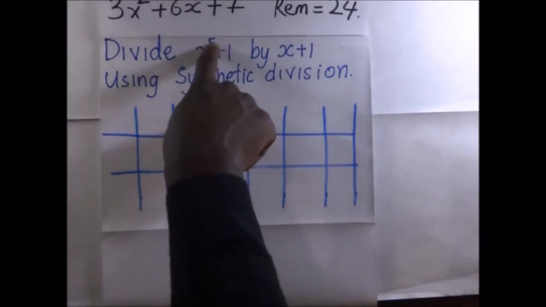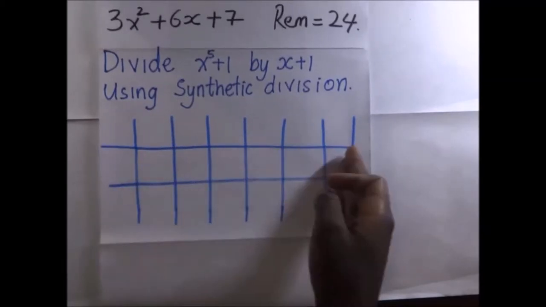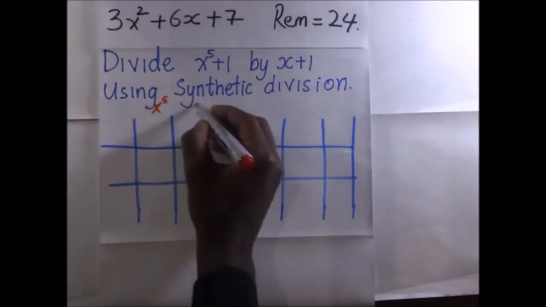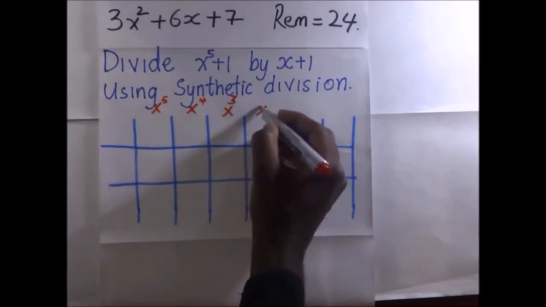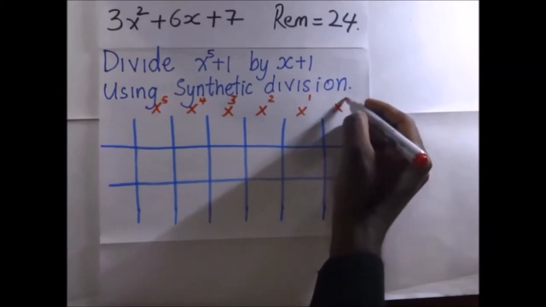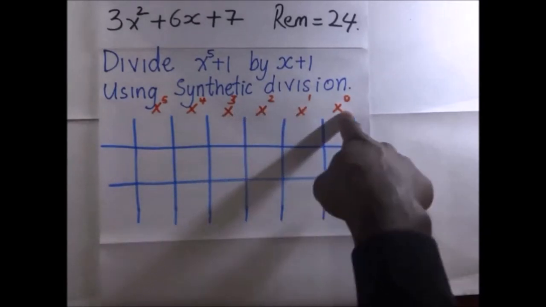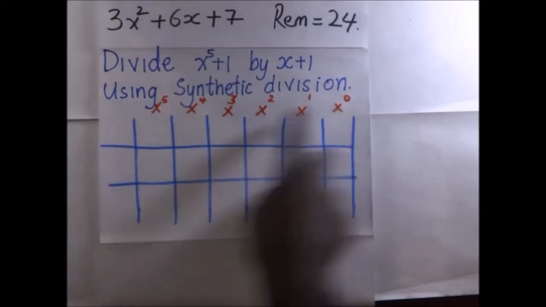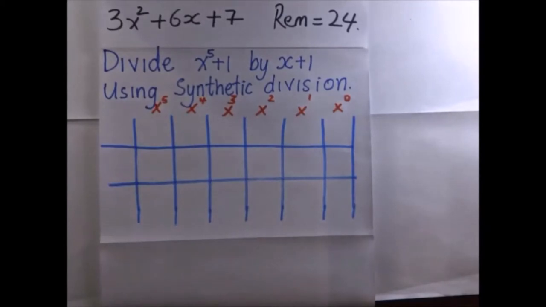Our highest power is 5. So if our highest power is 5, it means that we are going to name from x to the power 5, x to the power 4, from x to the power 5, 4, 3, 2, 1, 0. So right here we are going to put the coefficients of these terms. The coefficient of x to the power 5 is 1, so we'll put 1 there.